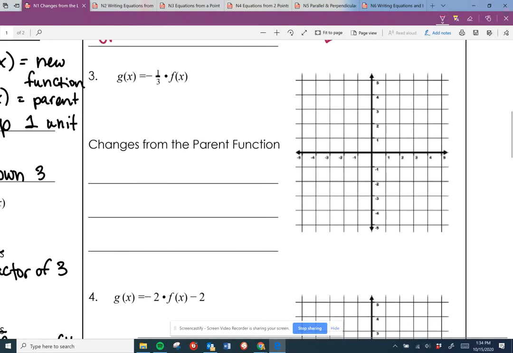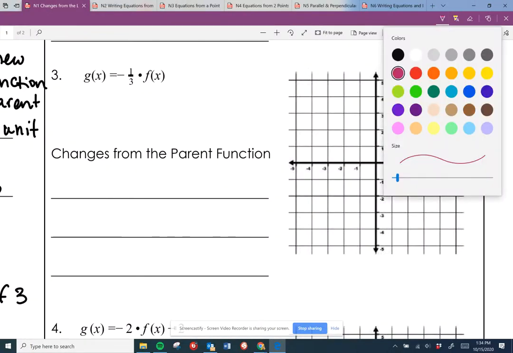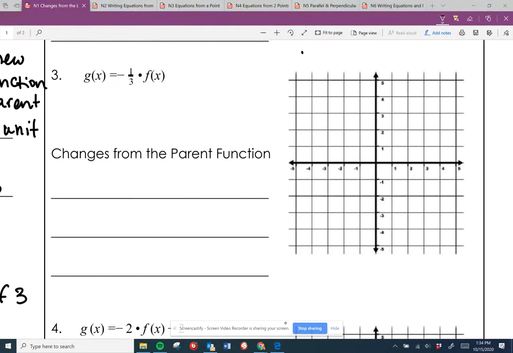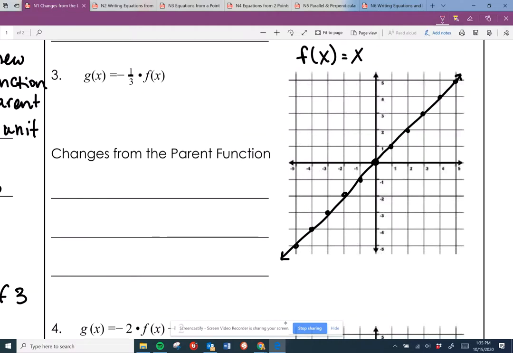We can see negative 1/3 here, right? So same thing, first thing we are going to plot our parent function, f of x equals x. So I always start at the origin, 0, 0. I have a slope of 1. So I have my points here. And then in my g of x, in my new function, okay, I have 1/3 times f of x, or excuse me, negative 1/3 times f of x.